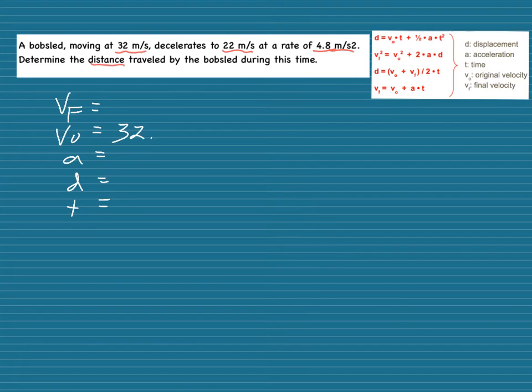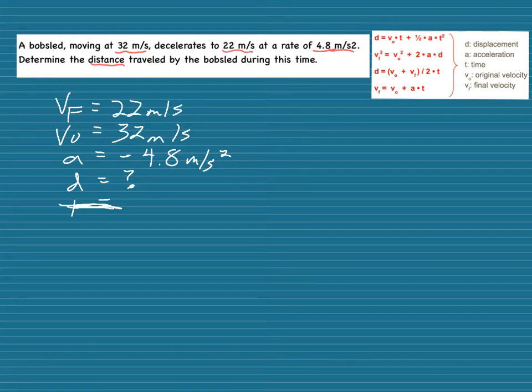In this case, it's 32 meters per second. Decelerates to 22 meters per second. At a rate of 4.8 meters per second squared. However, since it's decelerating, that means our acceleration is going to be negative. If you don't put it in as negative, it's probably going to give you the wrong answer. And that's meters per second squared. Then we're going to determine the distance. That's my unknown. Put a question mark there. And t is not mentioned in this problem or asked to solve for it, so we can just do away with it.